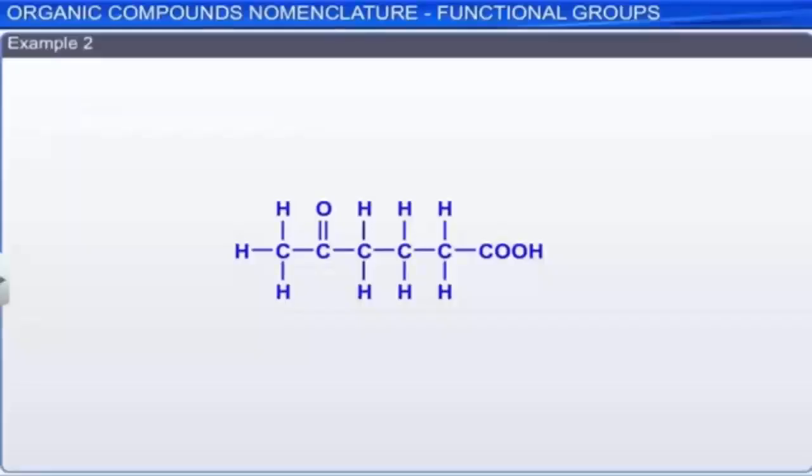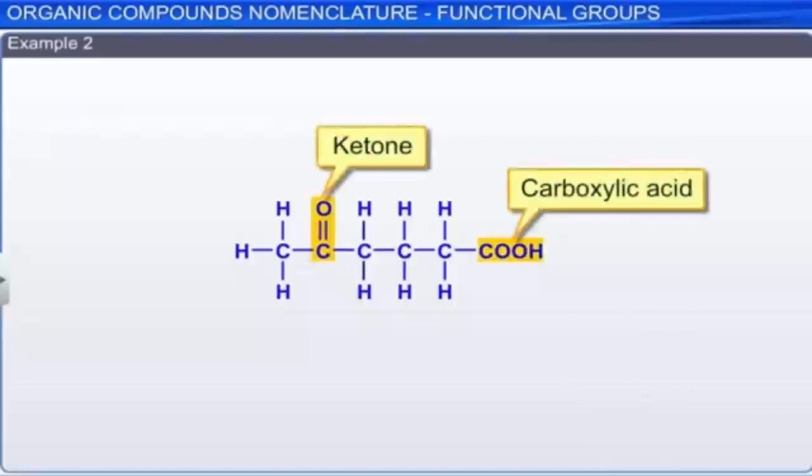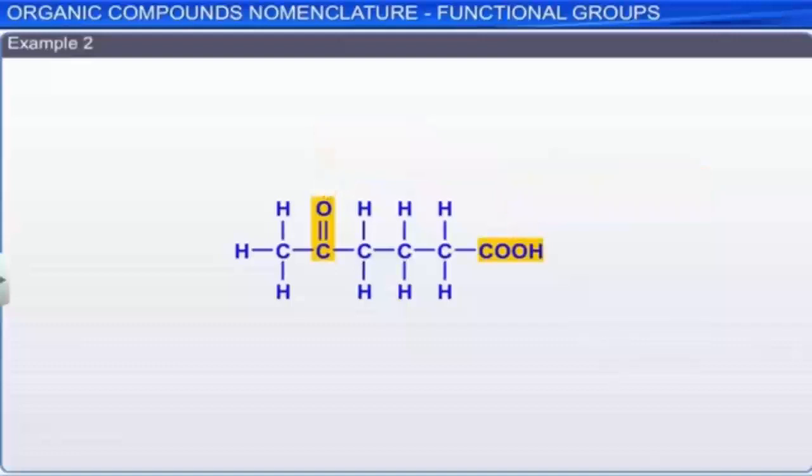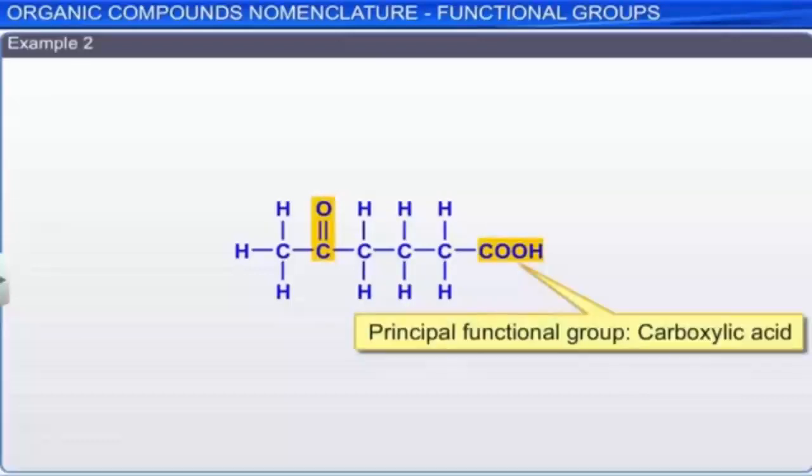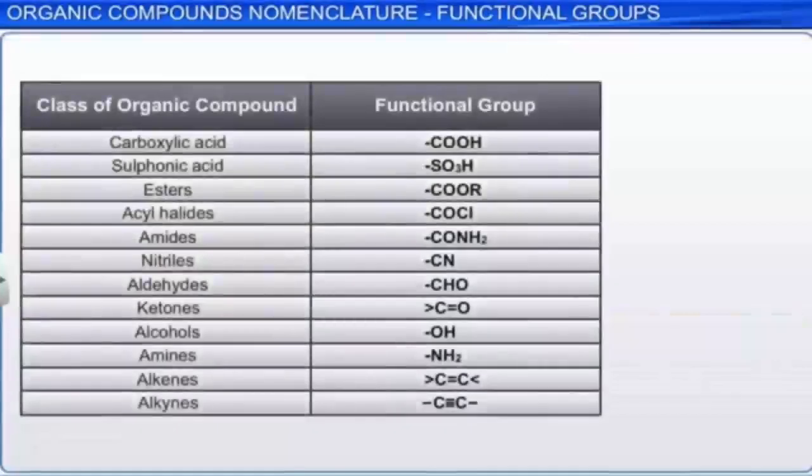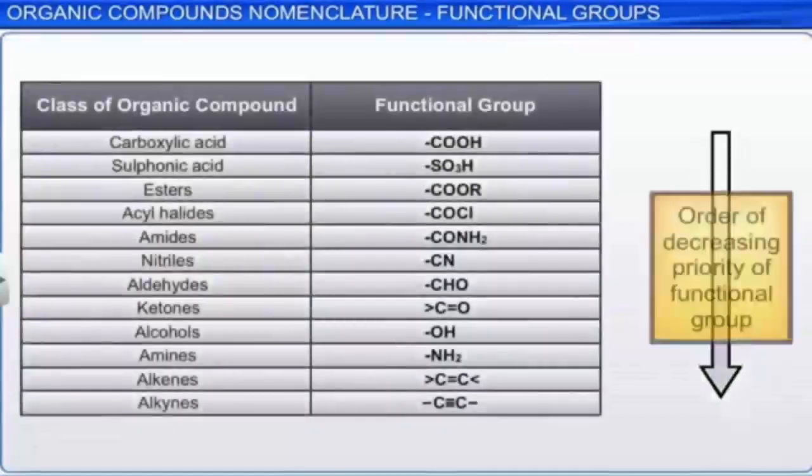But some compounds have more than one functional group. These are known as polyfunctional compounds. In such compounds, one of the functional groups is chosen as the principal functional group. The principal functional group is selected based on the order of decreasing priority as shown here.